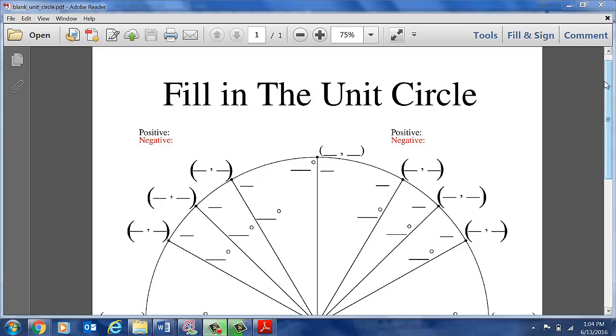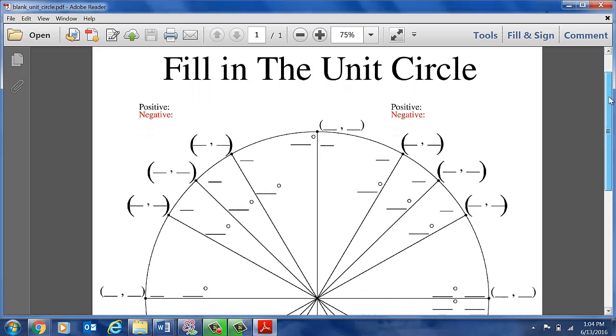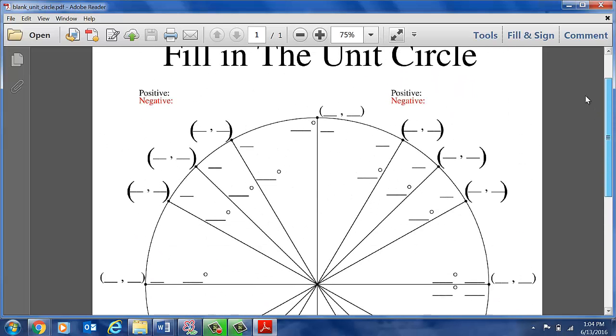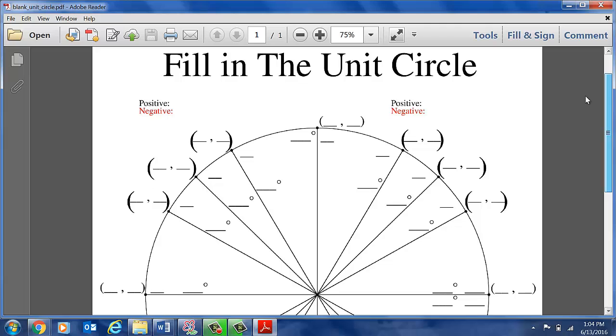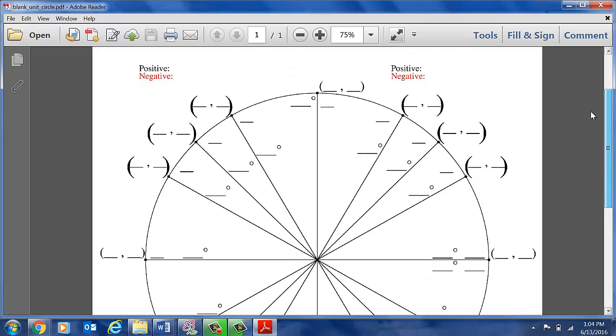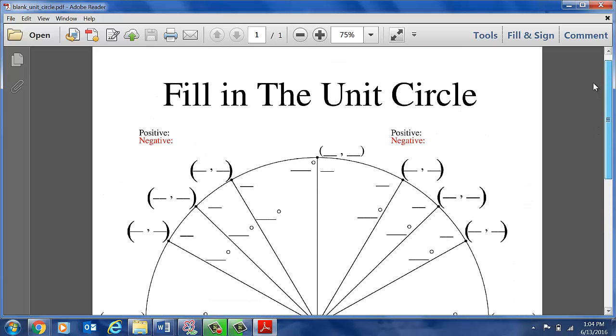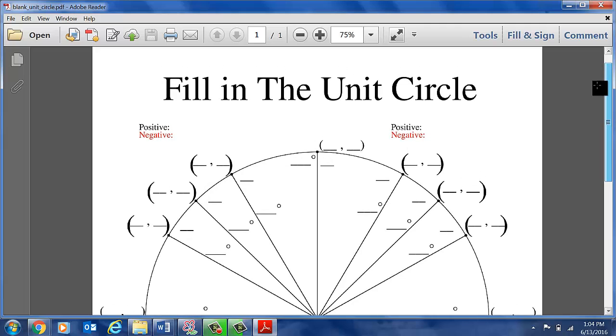Okay, so what I'd like to do now is go through the entire unit circle, labeling our angles in both degrees and radians, and then going around and labeling the points around the unit circle that are significant. So again, remember how to convert from degrees to radians, because we're going to label things both ways.